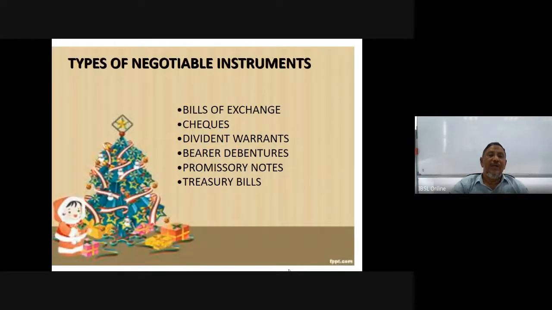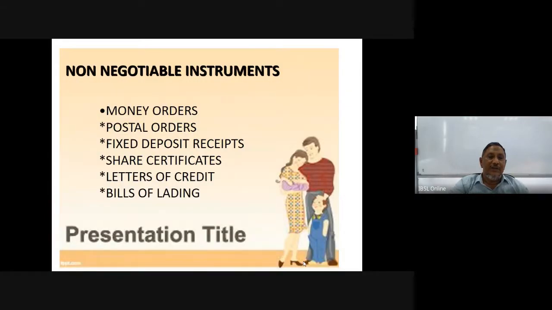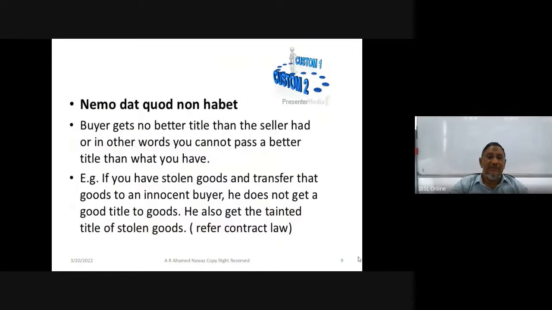Types of negotiable instruments are bills of exchange, checks, dividend warrants, bearer debentures, promissory notes, and treasury bills. Not negotiable instruments are money orders, postal orders, fixed deposit receipts, share certificates, letters of credit, and bills of lading. These instruments cannot be negotiated.